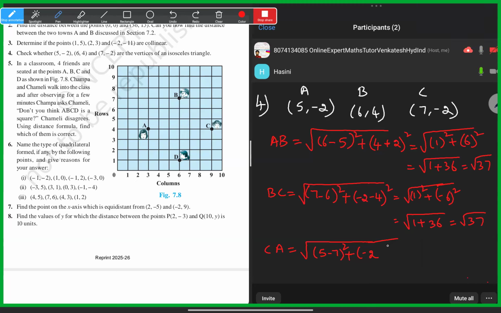Minus 2 whole square. Same. Sir, minus 2 and minus 2, right, sir? Minus 2 and minus 2 whole square. Right, Hasni. But in the formula also we have minus. Okay, so plus 2. Understood, Hasni, what I'm trying to tell. Actually, minus minus is equal to plus, right, sir?